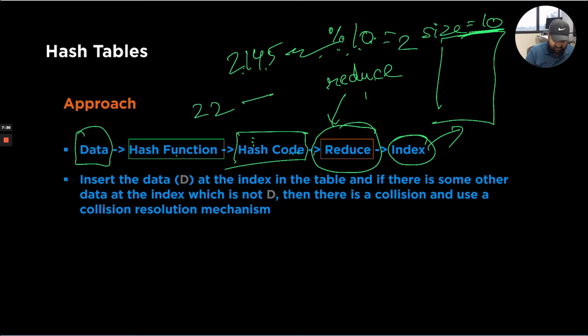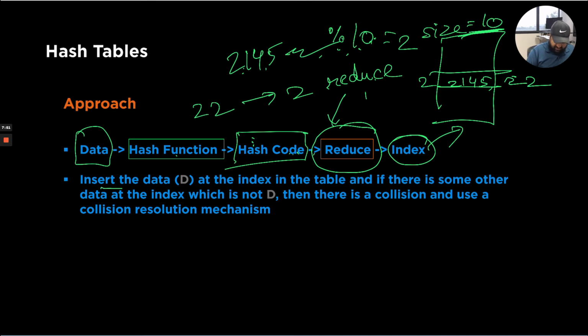If it is 22, this will have index 2. So we are going to store these values, like 2142, sorry, 22, all of these in the same bin, which is the second position. And how we are going to handle these collisions, we are going to see very shortly.